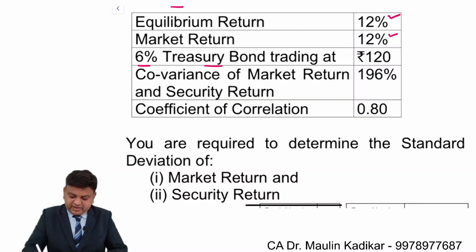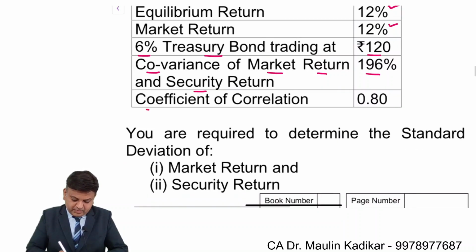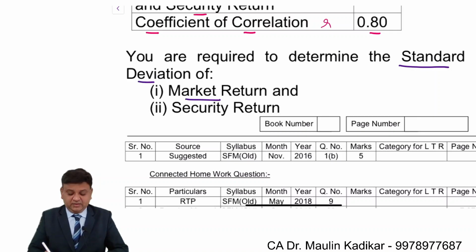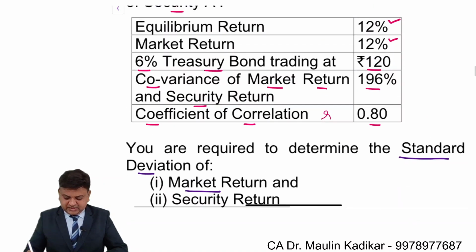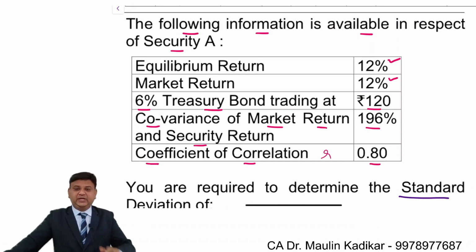A 6% treasury bond trading at 120. Covariance of the market return and the security return is 196 percent. Coefficient of correlation is 0.80. You are required to determine standard deviation of market return and security return. That is the question. Try to answer the question on your own and put your answer in the chat box, please.